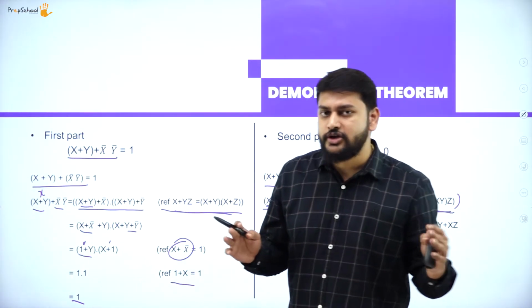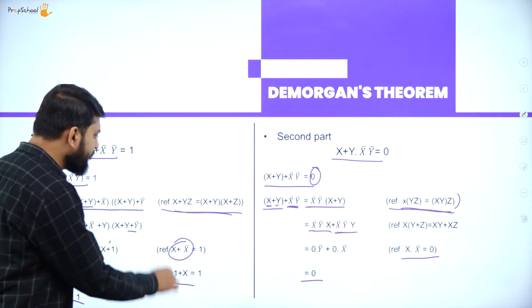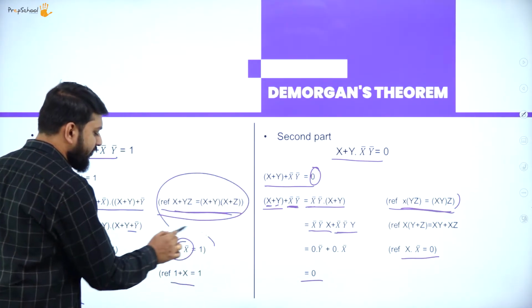So I hope you are trying to understand. This is very, very simple. This is the first De Morgan's law that we have. The reference is very, very important. This reference you should never forget.